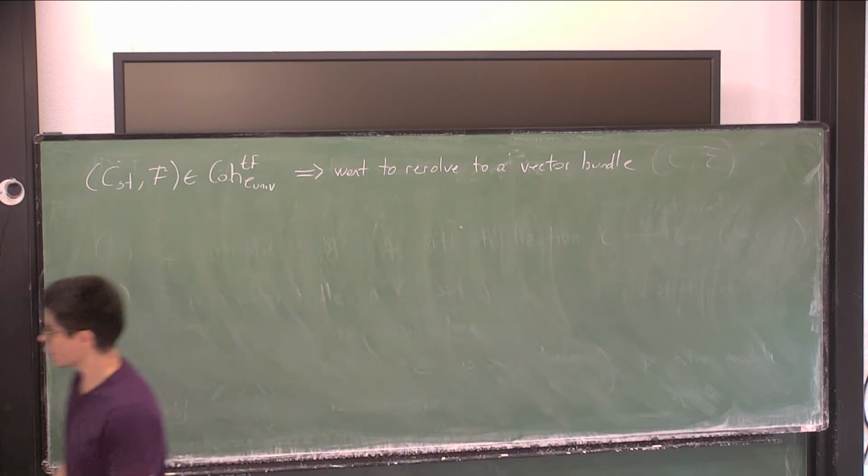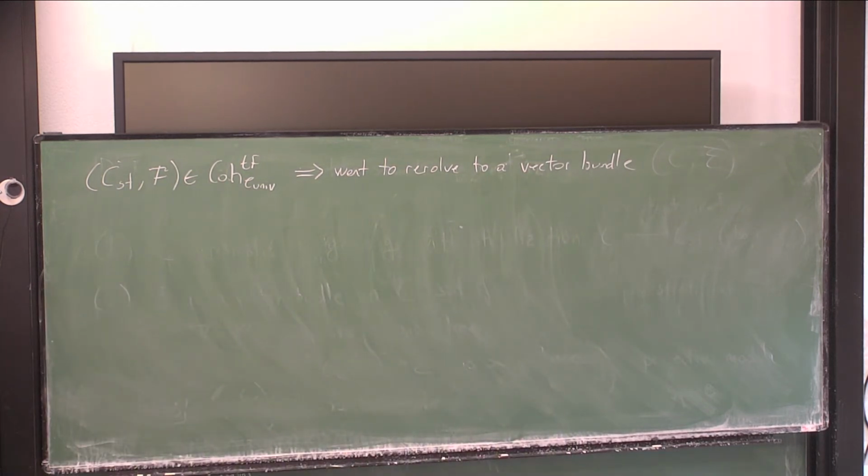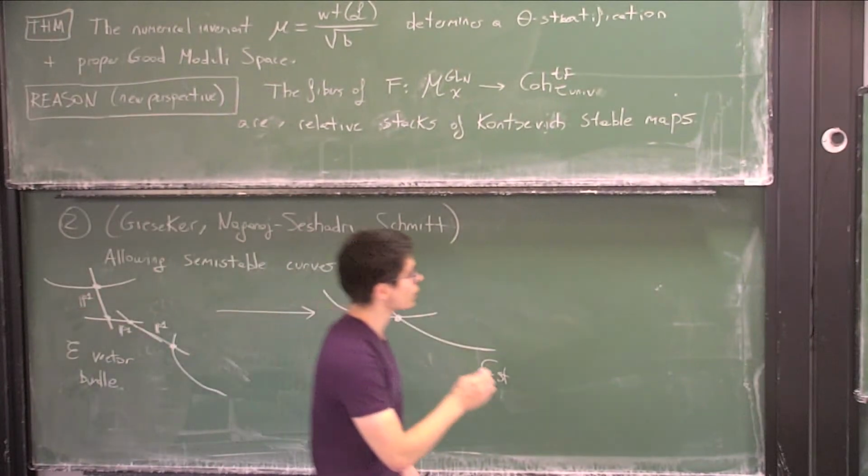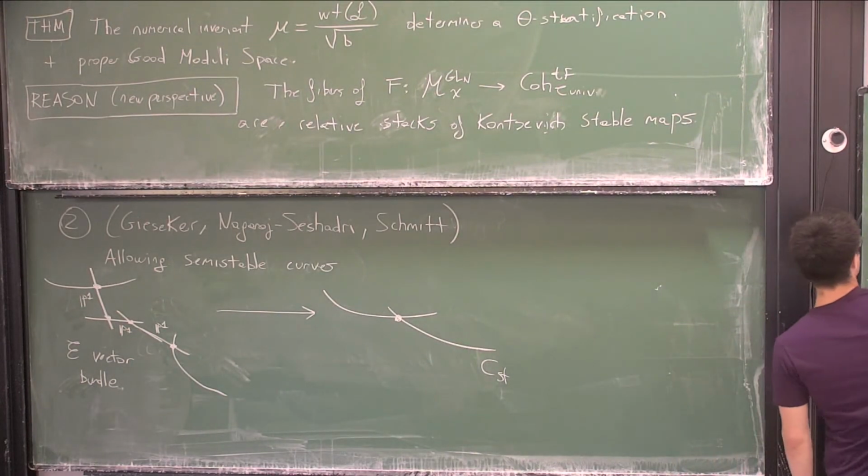So we want to take this torsion free sheaf in here, blow up a bunch, get some extra P1s, take the strict transform, and hopefully that will become a vector bundle. How do we do this? Well, here's a cheap way of doing it.